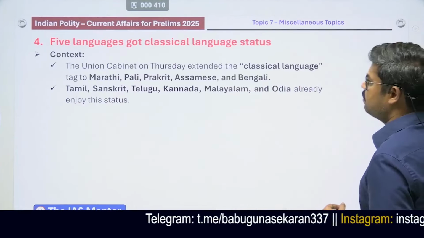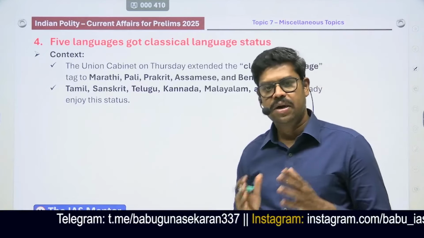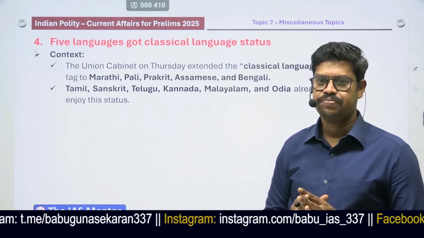But anyways, it's a demand, we do not know whether it will be granted or not, but anyways, the people of Ladakh are demanding it.